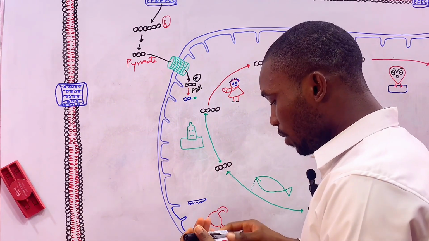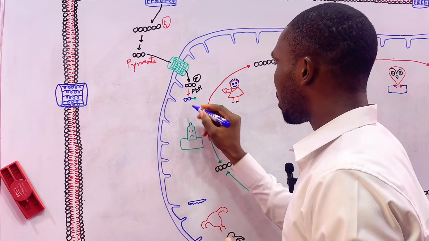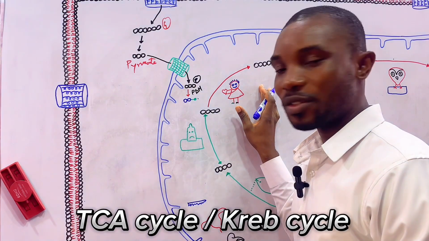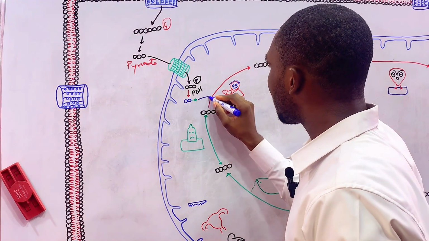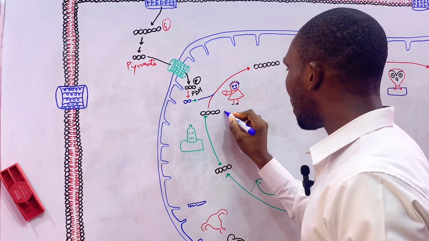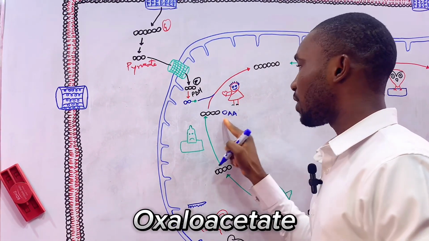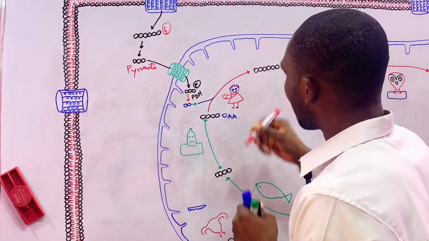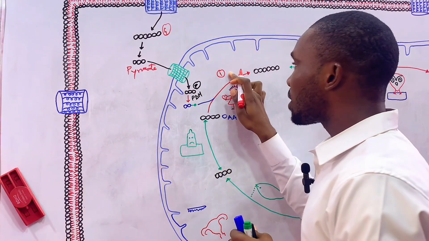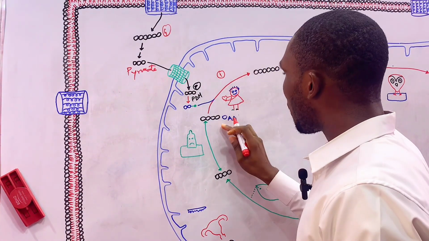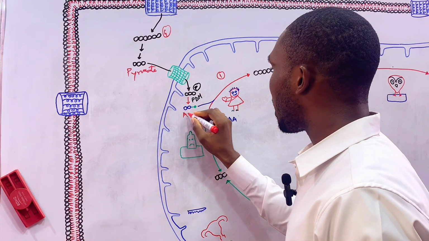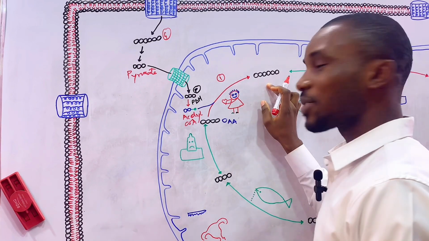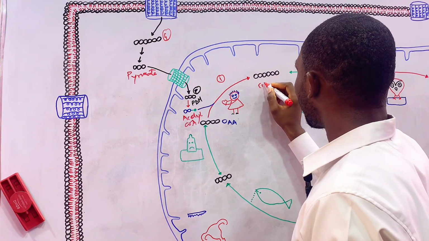All right. Now the acetyl CoA, which we formed over here, would now enter the TCA cycle. Then it will combine with this molecule over here. These are oxaloacetates, right? Now, this is the first step of the reaction, and it is irreversible. So your oxaloacetate will combine with acetyl CoA to form citrate.